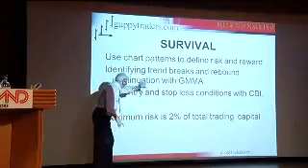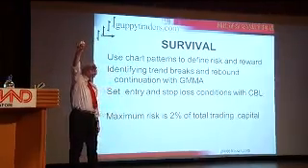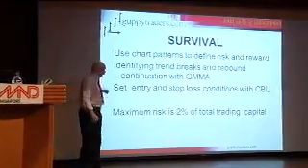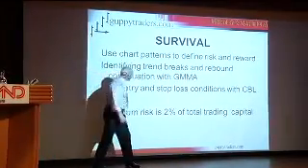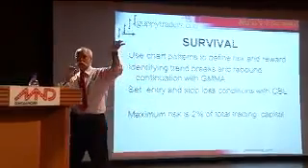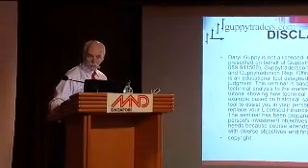Identify the trend breaks and the rebound continuation, in other words, coming down and rebounding for a trend continuation. Use the GMMA to understand what other people are telling you in the market. And use the count back line to set your entry and stop loss conditions. Exact point to get in and where your exit point is. And your maximum risk should be 2% of your total trading capital.